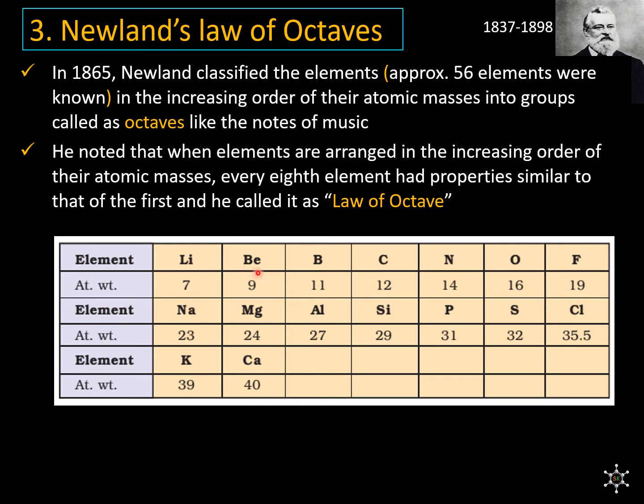If you want, you can even start from beryllium. 1, 2, 3, 4, 5, 6, 7. The eighth element, magnesium, is behaving similar to beryllium. And the story goes on with other elements. If I take the next row, when I start from sodium, move to chlorine, the next eighth element is potassium. Potassium is behaving very much similar to sodium.